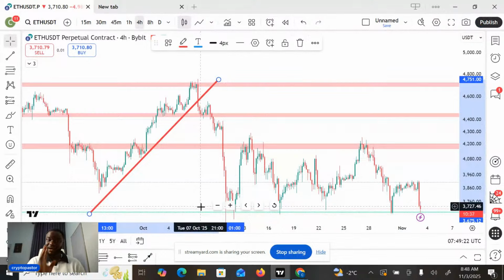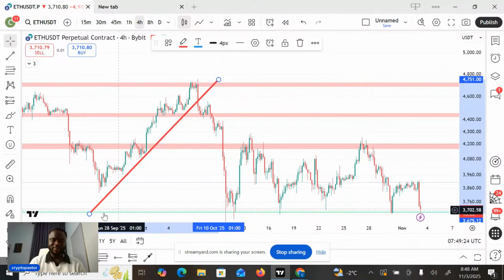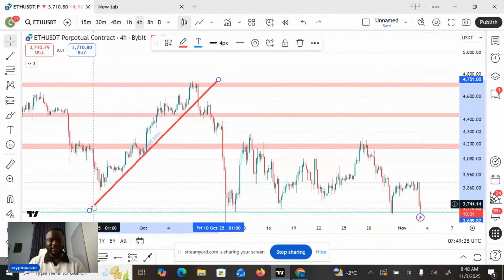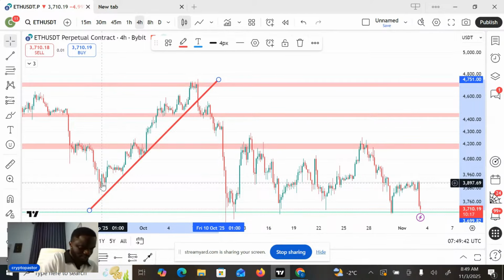Clear structure. Now, I just drew a line. The market got here, and after the market got somewhere here, it reacted and pumped. You see, I didn't even look too much, and I just got it.